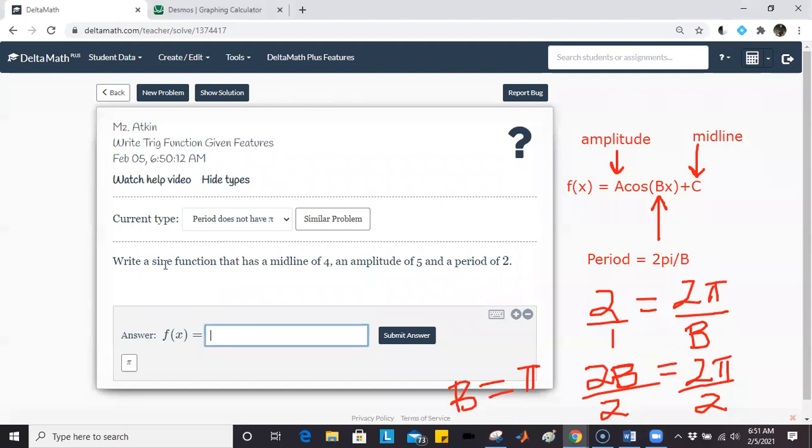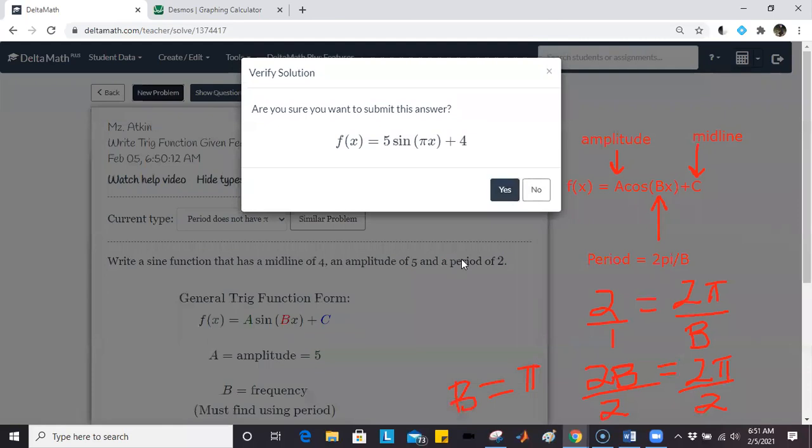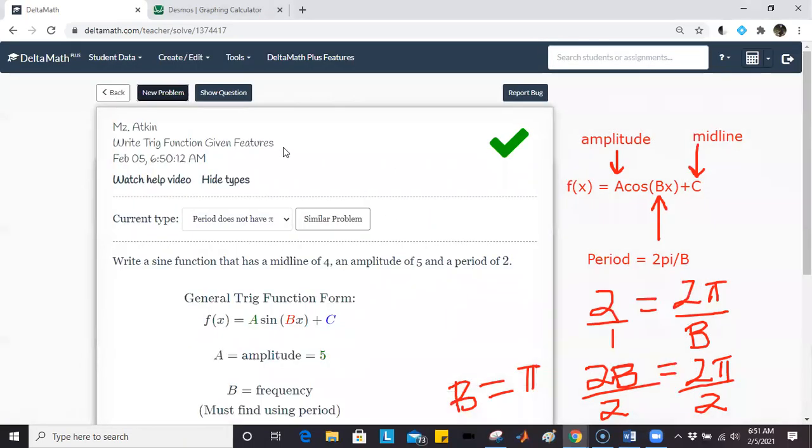So we would say we're doing a sine function here. It's got an amplitude of 5. So 5 times sine of our b, which is pi. So let's plop that in there. X plus, oh, too many parentheses now. So many parentheses. Plus our midline of 4. Submit our answer. Very good.